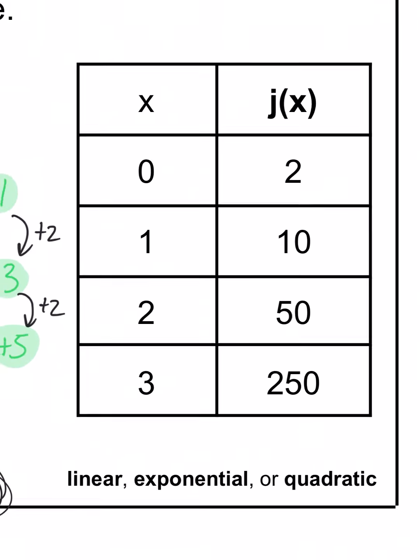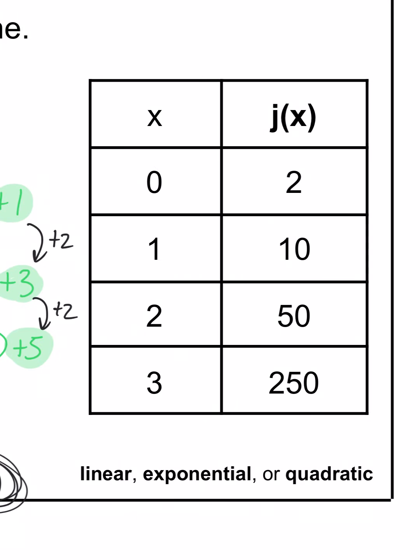Okay, let's take a look at the last one. Okay, well, clearly I see we are multiplying again. We're multiplying by 5 here. Okay, 10 times 5 is 50. 50 multiplied by 5. Okay, repeated multiplication. I know that is exponential.